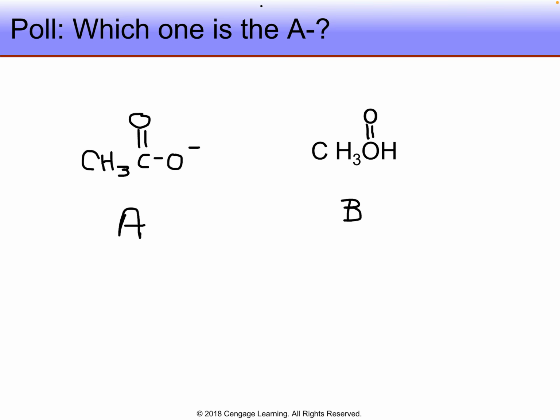Okay, so which one of these is A minus? You might want to pause the recording for a second and think about it. Is it A or B? A minus. Okay, I'm going to give the answer now. So this is acetate. This is acetic acid. And they only differ by that H plus. Always, the form that has the extra H is HA. So this is A minus.